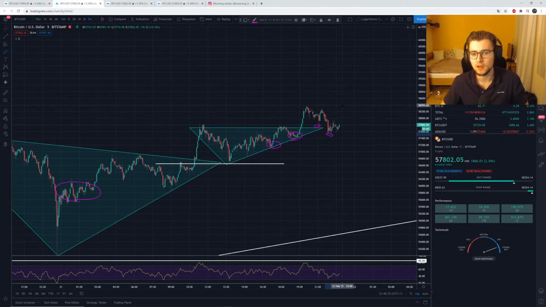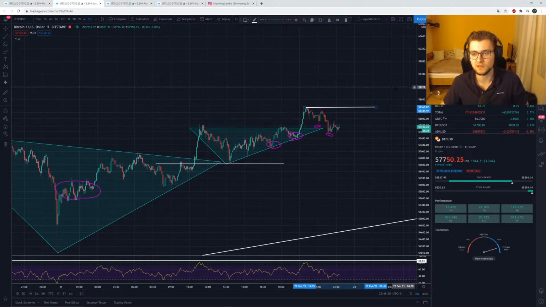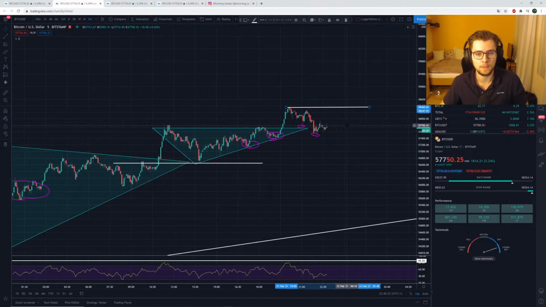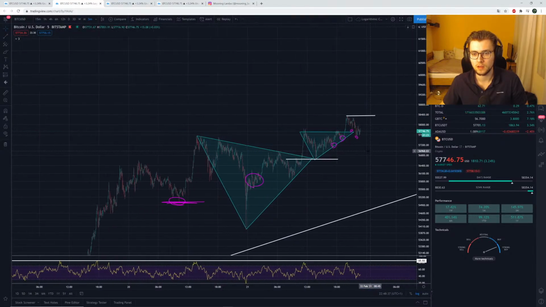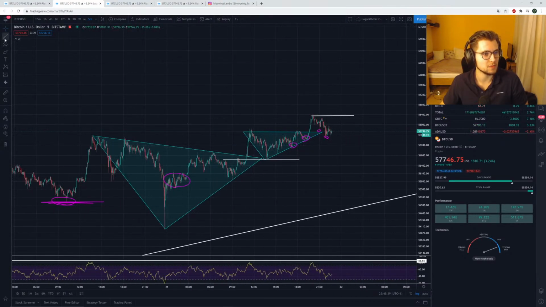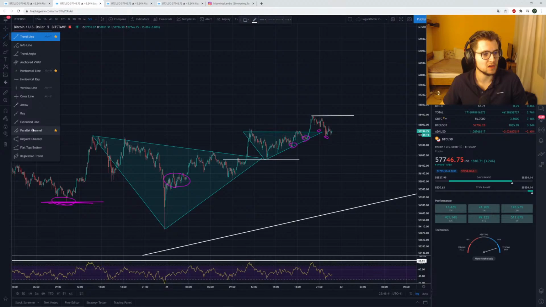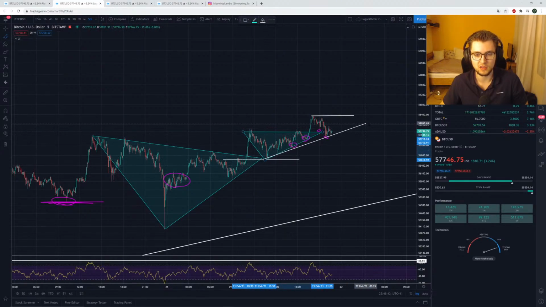So I think a price increase again into the $59,000 range is likely. We of course now have resistance at 58,360. And we also have the possibility of forming here another ascending parallel channel.